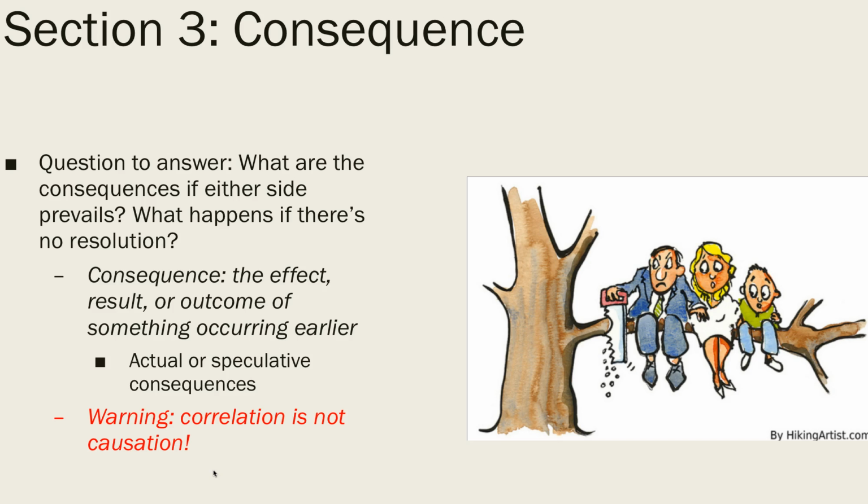And then, consequences: the effect, the result, the outcome of something occurring earlier. That's a definition of that. And then you want to be aware that correlation is not causation. To explain that a little bit more, think about it this way. A and B are consequences of a common cause, but they do not cause each other.